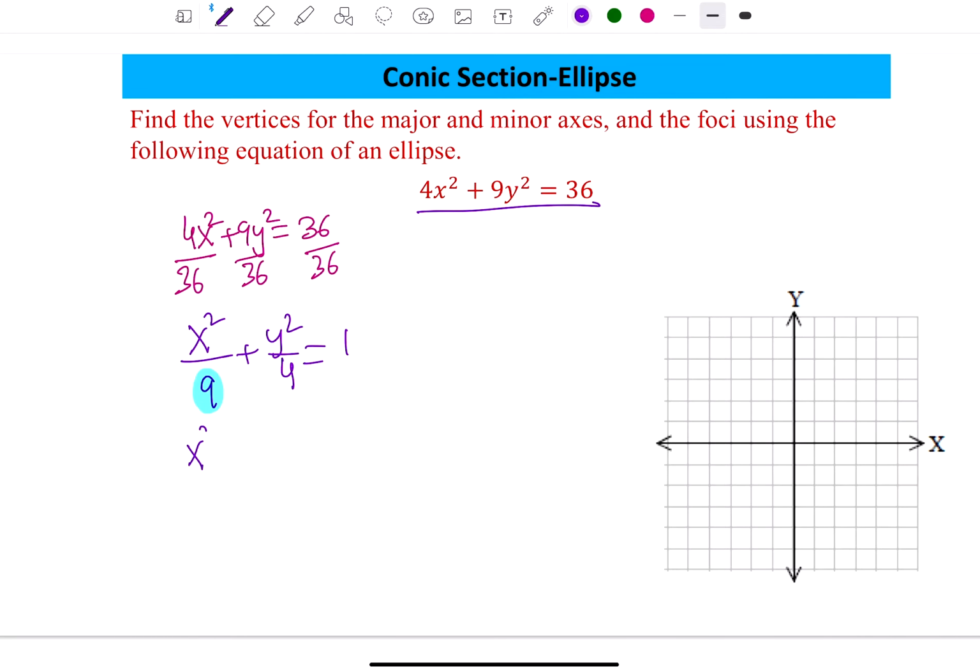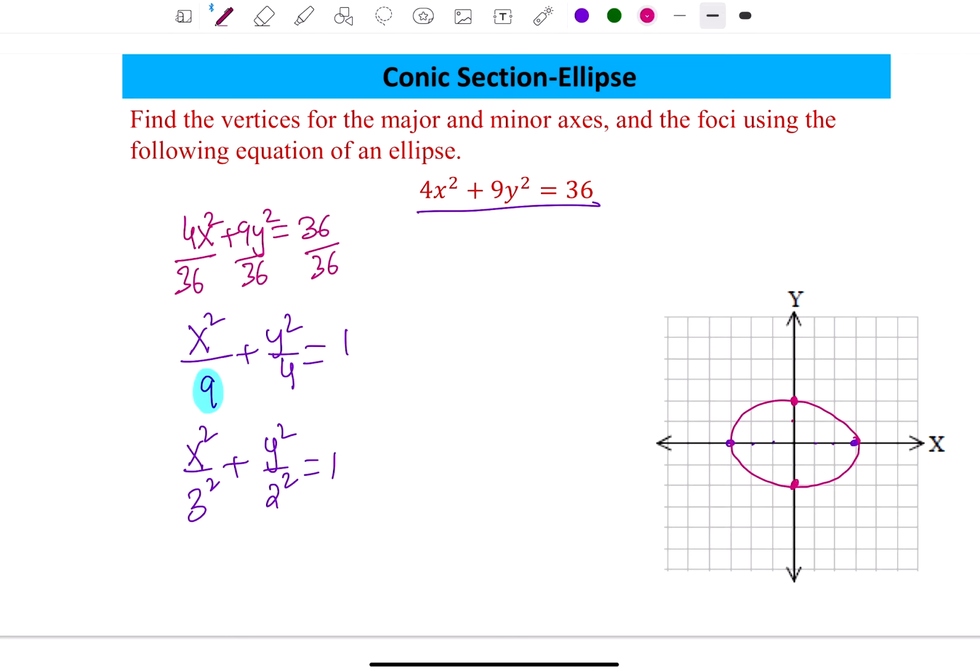So a, if you write here, is 3, b is 2. So along the x-axis, I'm going to go 3 to the right, 3 to the left. In the y direction, or y-axis, the minor axis, I'm going to be going 2 above, 2 below. And there's our ellipse that we have graphed.